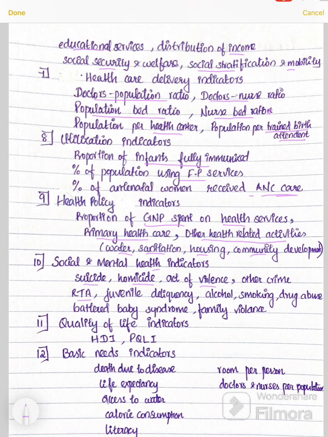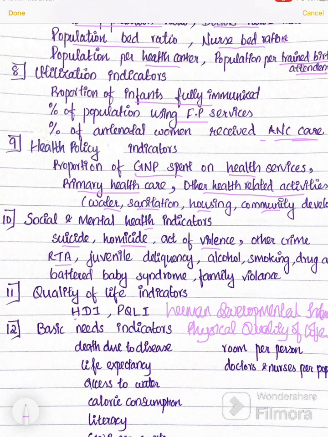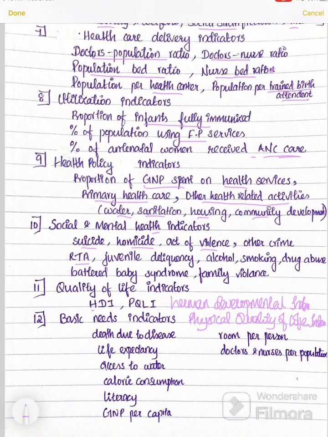And quality of life indicators like the human development index. The next one is the physical quality of life index. So we'll learn about this in detail. Other indicators: basic need indicators. It's a summary of the above main indicators: death due to disease, life expectancy, access to water, calorie consumption, literacy rate, GNP per capita, room per person, doctors and nurses per population.